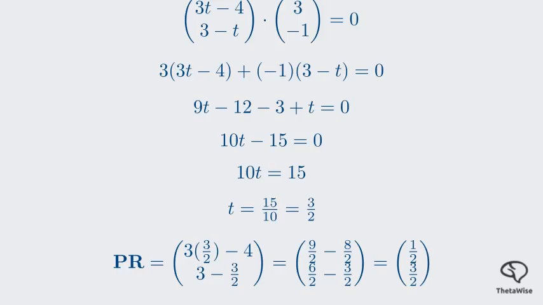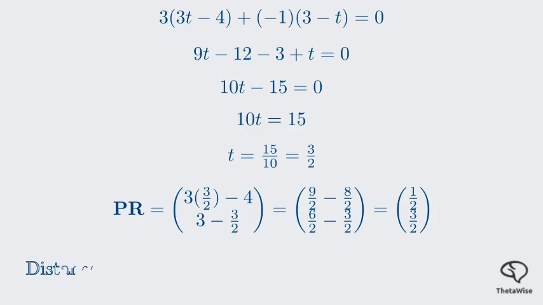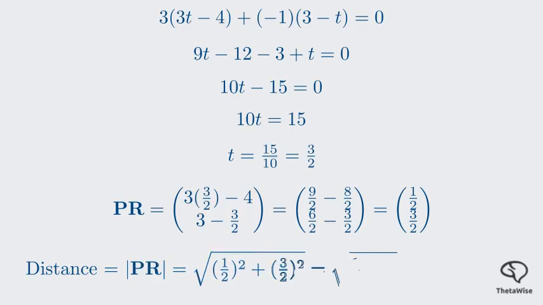Finally, the shortest distance is the magnitude of this vector. The magnitude of PR is the square root of the sum of the squares of its components. That's the square root of 1/4 plus 9/4, which is the square root of 10/4. Simplifying, we get the square root of 10 divided by 2. This is our shortest distance.